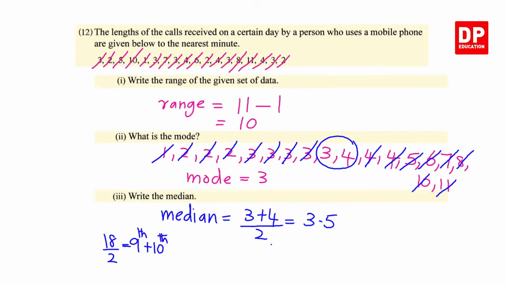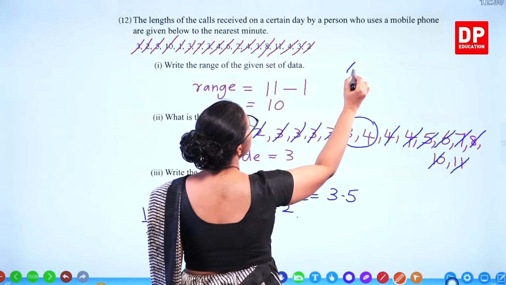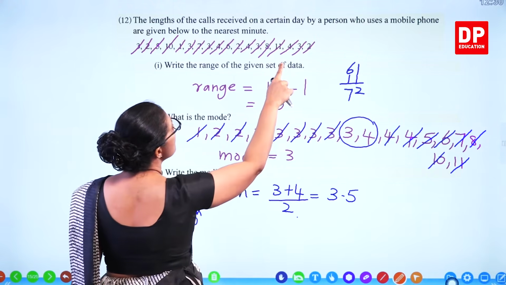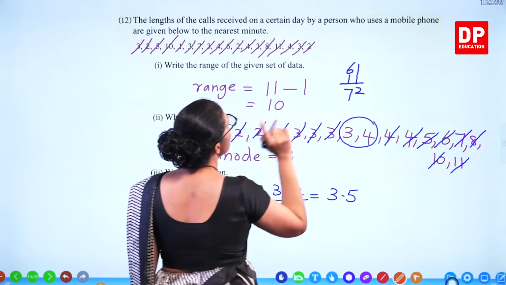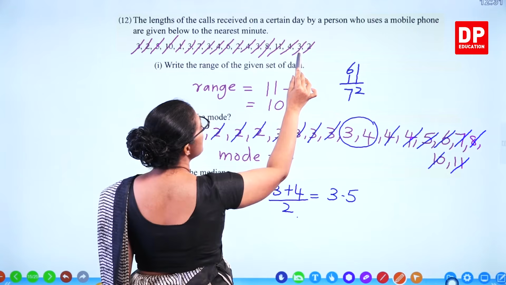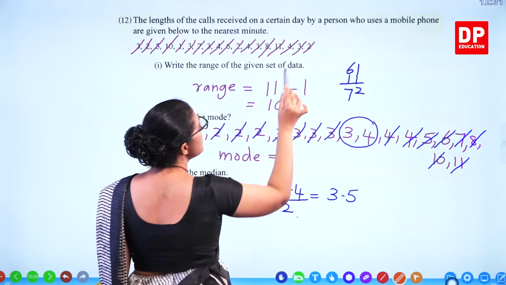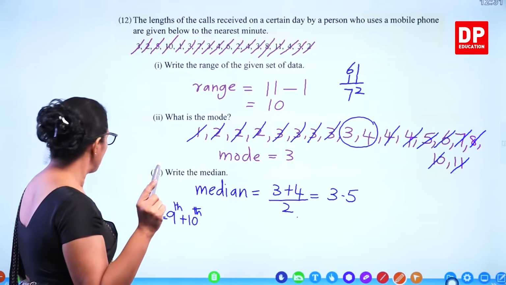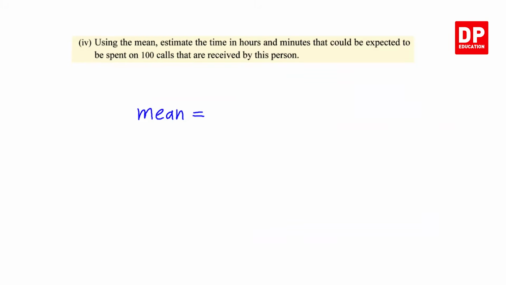46 plus 4, 50. 58, 61. 61 and 11, 72. 72 plus 4, 76. 76 plus 3, 79. 79 plus 2, 81. So the total is 81.